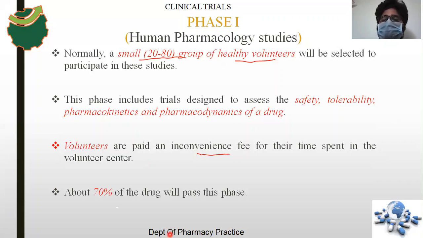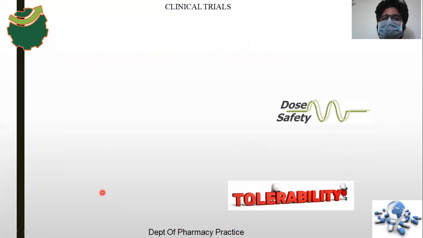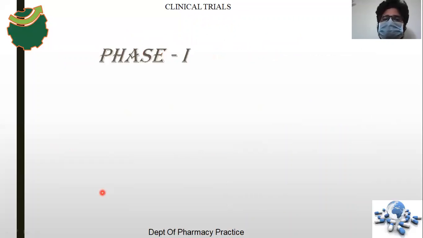Like I said, only 70% of the drugs will pass through phase one. Then 70% becomes 100% for phase two, and among that, only 33% will go through. Those 33 become 100 for phase three. Out of that, only 25 will reach phase four. So like this, there will be an attrition rate. Now, what is the procedure for phase one? We'll be seeing that now.